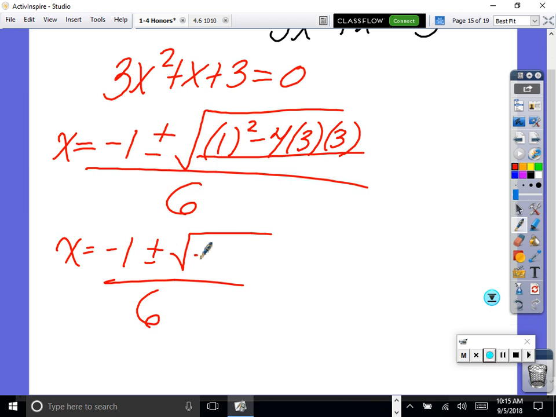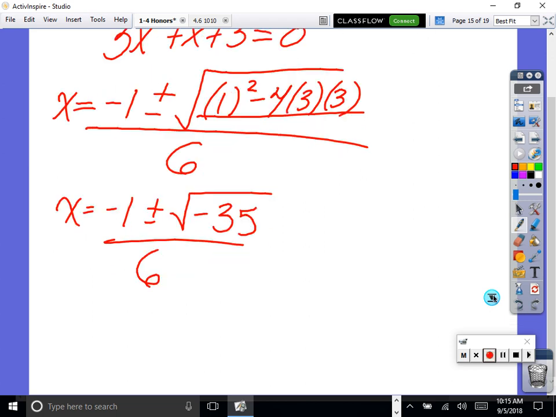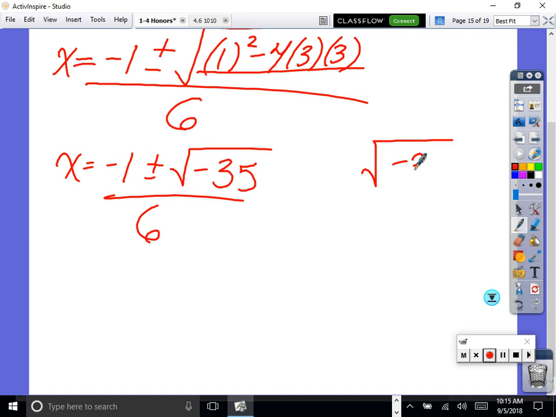You got what? Negative 35. So then you go off to the side and say, okay, I need to simplify negative 35. 5 times 7. Okay, we can't pull anything out, but we can pull out an i. I think we've got negative 35 all day. So make sure you type it in exactly as you see it. Make sure it's a minus sign, not a negative sign.